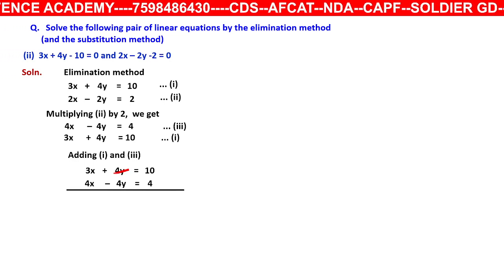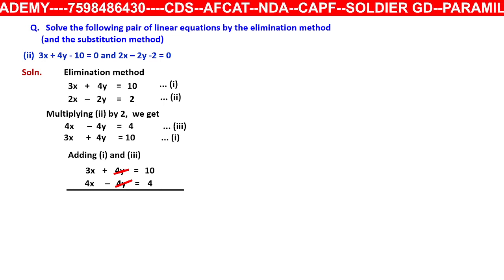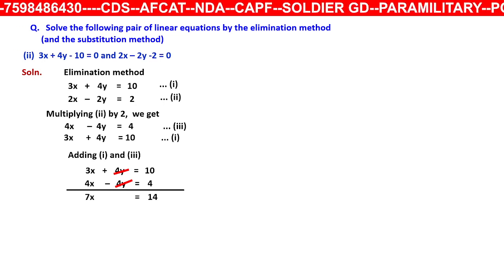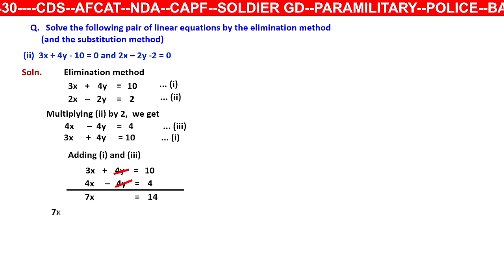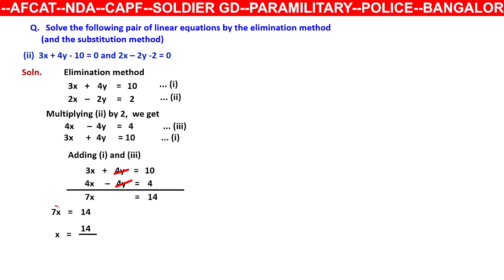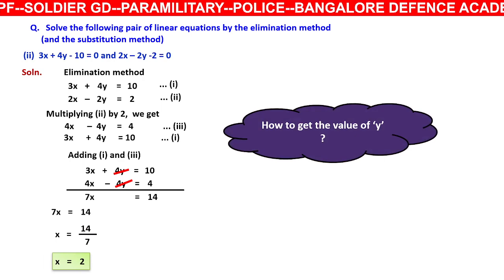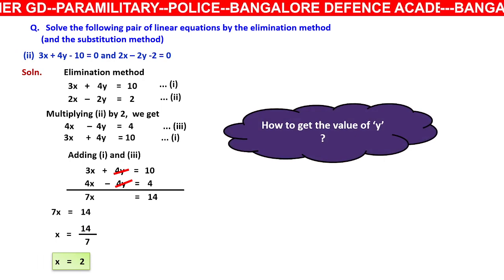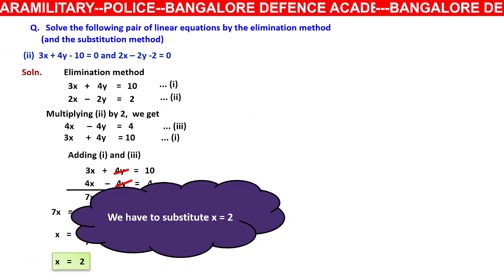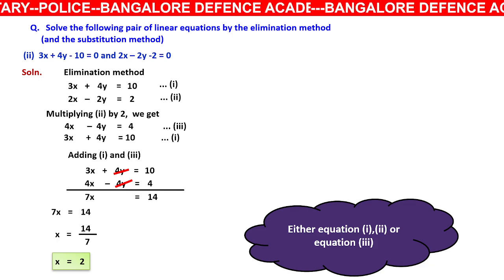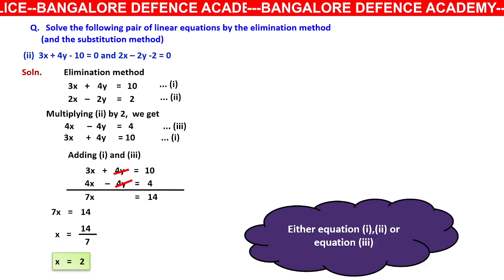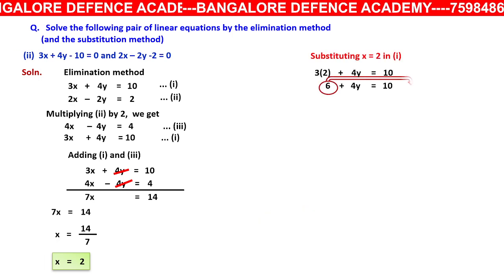When I add, plus 4y and minus 4y get cancelled, 3x plus 4x gives me 7x, and 10 plus 4 gives me 14. So the x value is equal to 2. After this, you have to substitute the value of x in any of the equations to get the value of y. You can substitute in equation number 1, 2 or 3 and you get the value.